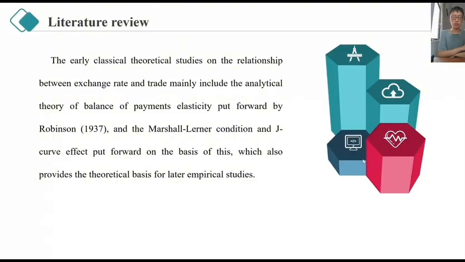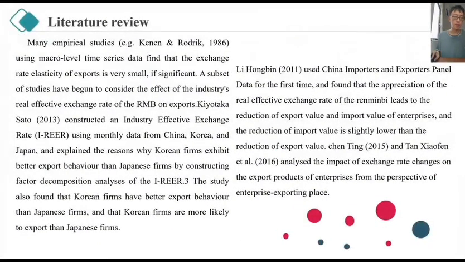Hello, let me show the literature review. The early classic theoretical studies on the relationship between exchange rate and trade mainly include the analytical theory of balance of payments elasticity put forward by Robinson, the Marshall-Lerner condition, and the J-curve effect put forward on the basis of this, which also provides the theoretical basis for later empirical study.